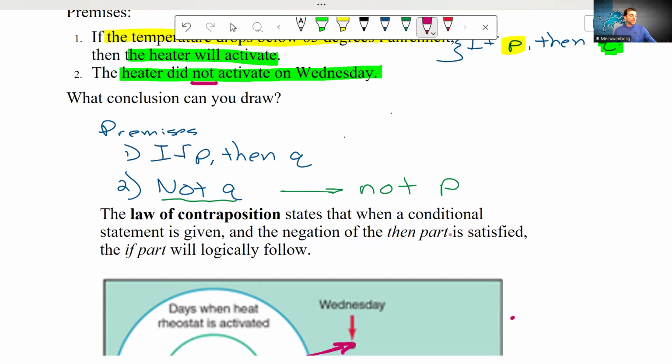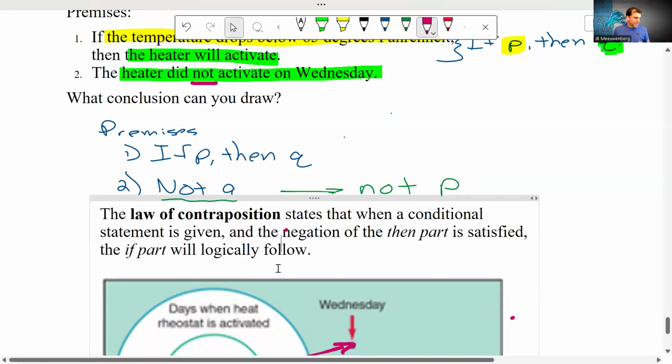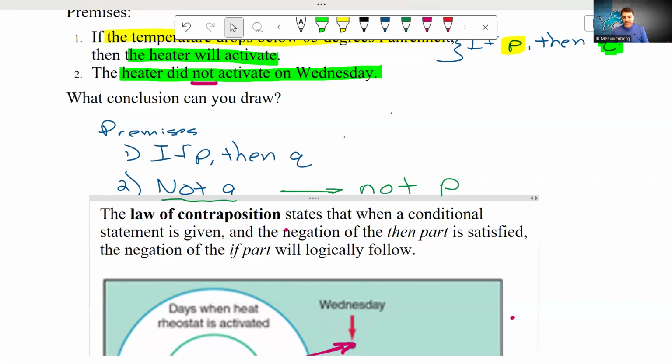Again, when a conditional statement is given, then the negation of the if part will logically follow. I believe I said that earlier, but I didn't have that typed in. Again, the law of contraposition states that when a conditional statement is given, if P then Q, and the negation of the Q is satisfied, then the negation of the P is what we can logically deduce. This is deductive reasoning.